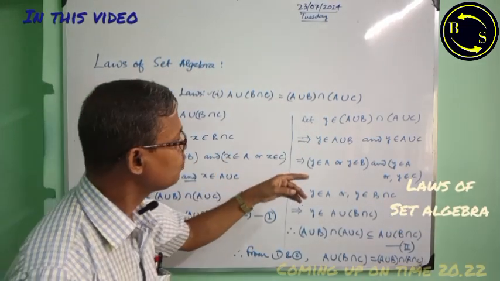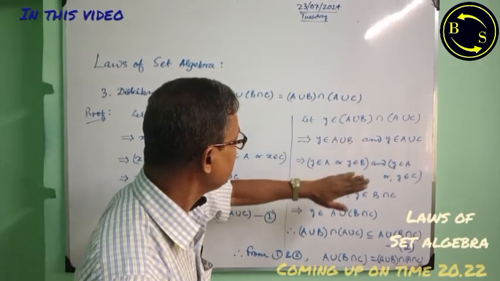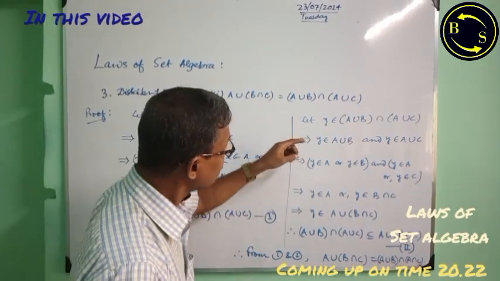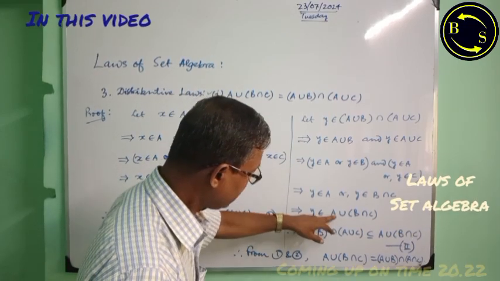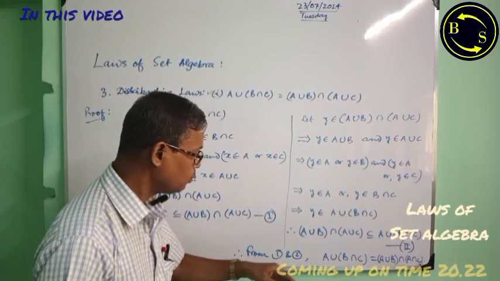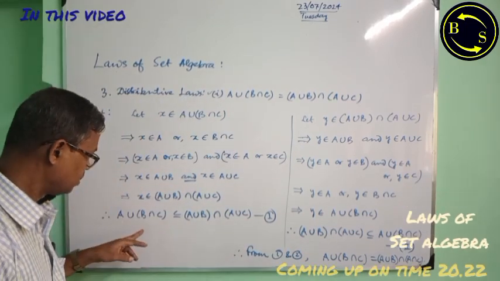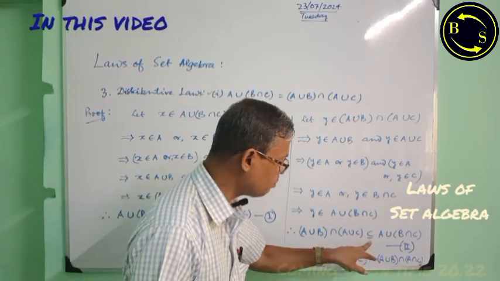In the next stage we have taken another element belonging to the right hand element and shown that element belongs to also the left hand set, therefore we get this one. Now from 1 and 2 we can say this as P subset of Q, here Q subset of P.